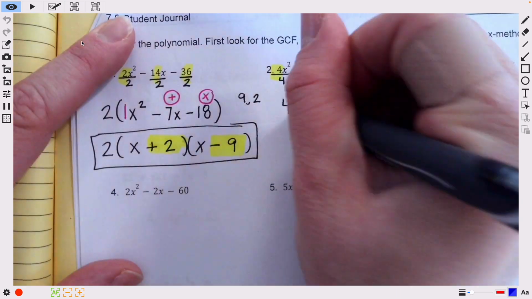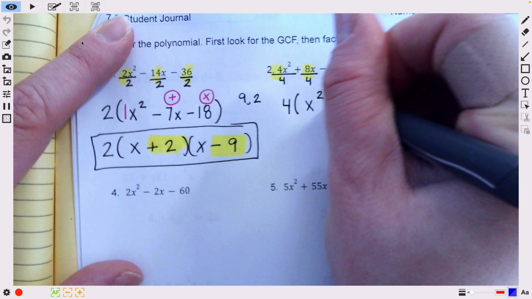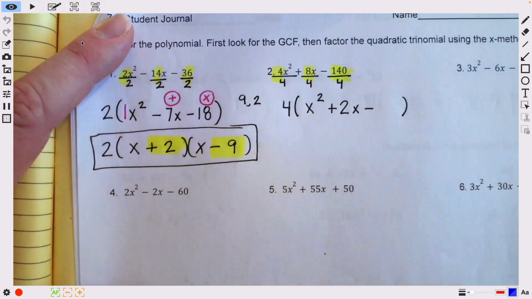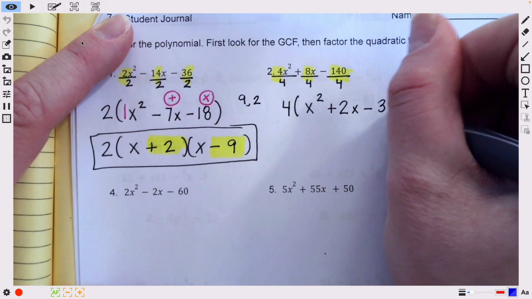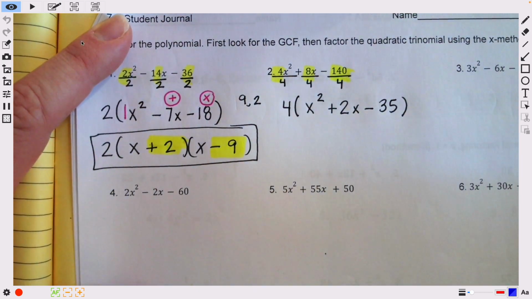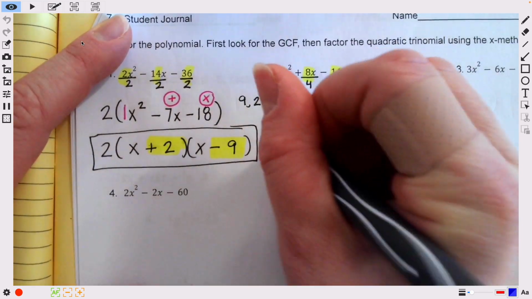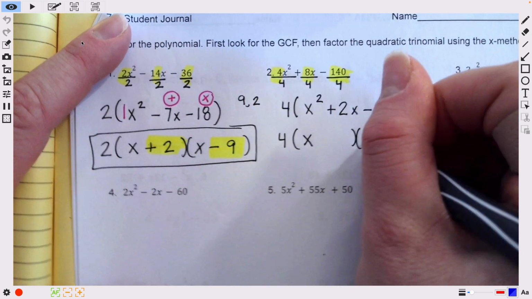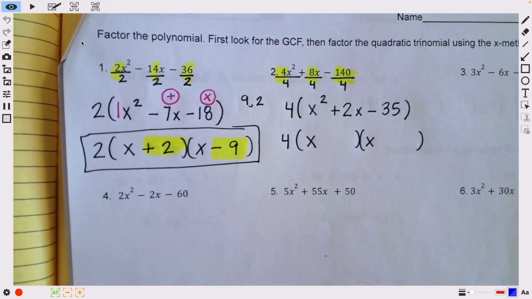Okay, then I'm left with x squared plus 2x. Jimmy, I saw you typing it in. What's 140 divided by 4? 35. Thank you. Minus 35. Okay. Leading coefficient is 1, so we are good to go again.